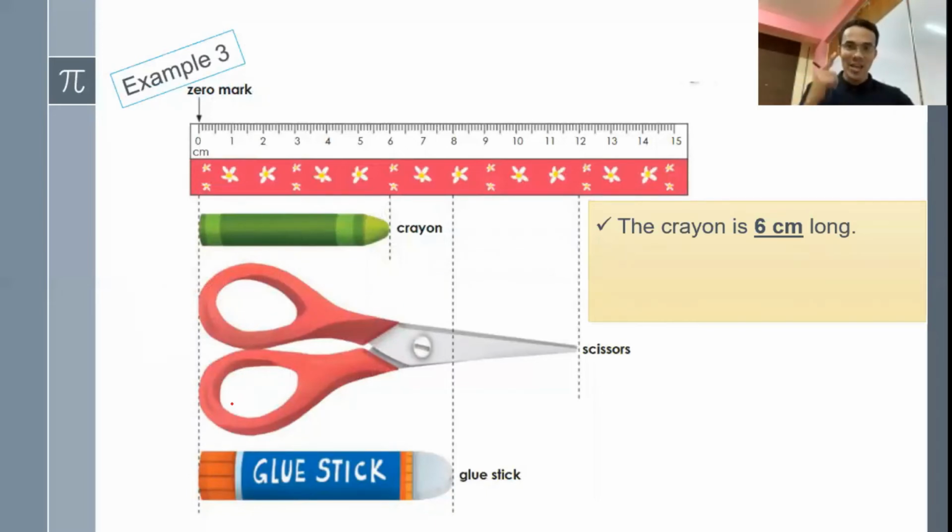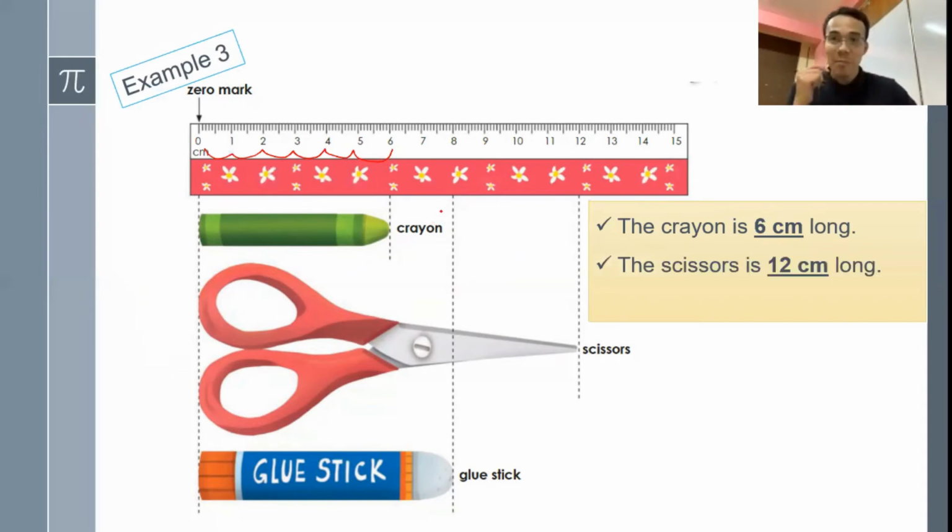Okay, here are my observations. The crayon is 6 centimeters long. How do I check? We have here 1, 2, 3, 4, 5, 6. This is the length of a crayon.